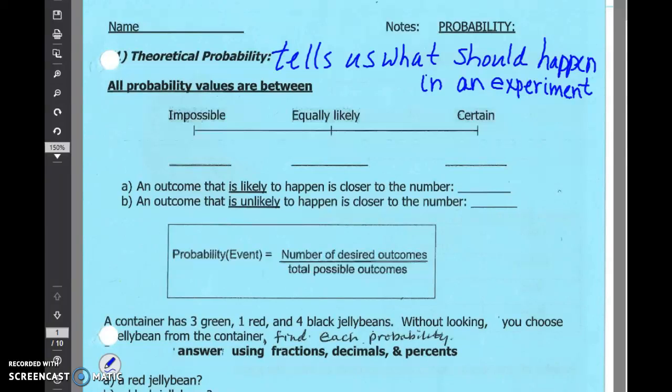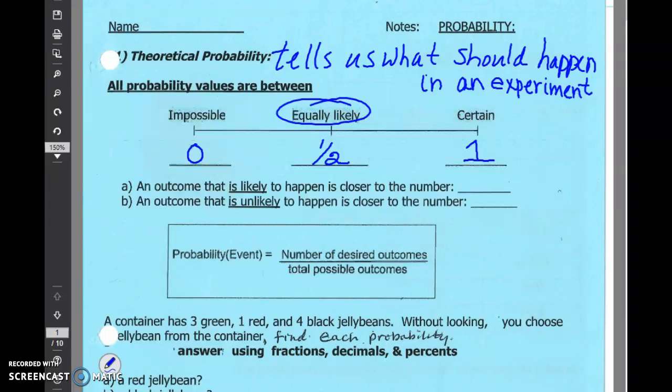All probability values range from 0, an impossible event, to the number 1, which is a certain event. For example, the probability of getting a number when you roll a regular die is 1. You're certain to get a number. The probability of getting a 7 when you roll a number cube is 0, because there is not a 7 on a regular number cube. The probability of getting an odd number would be equally likely, which is 1/2. So you see that all probability values are between 0 and 1.